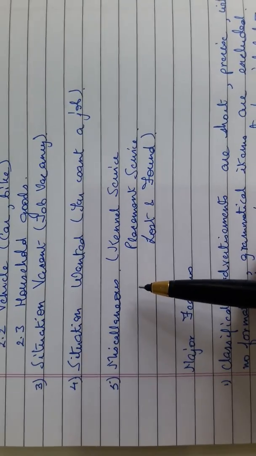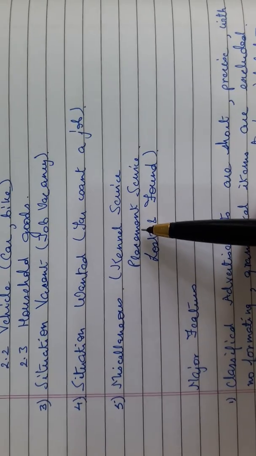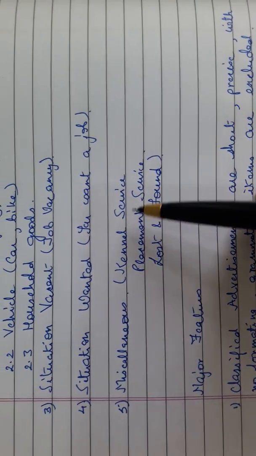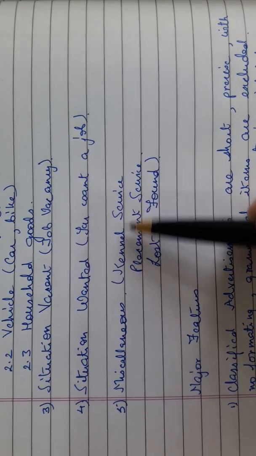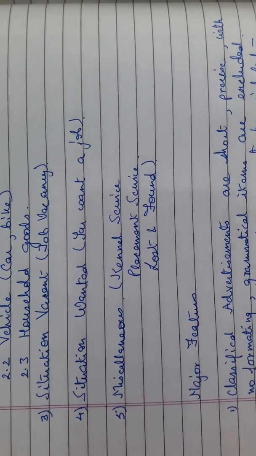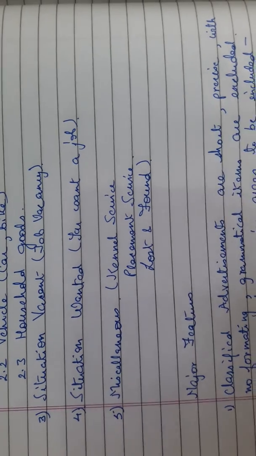And then the fifth category is miscellaneous. In miscellaneous, 4 years ago, they had asked about placement services. Sometimes you find kennel services. I hope kennel services are understood. That is, when you have to place an advertisement that you're looking after dogs and you have a kennel, etc. that you want to promote. Or sometimes lost and found, as this one also is very commonly asked. Right? Now, these categories you will note down in your notebooks, and then there are these major features.